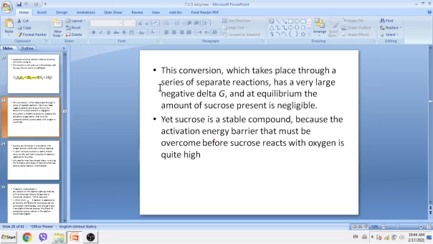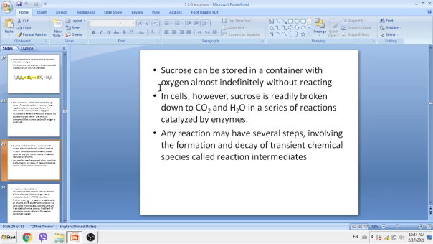Yet sucrose is a stable compound because the activation energy that must be overcome before sucrose reacts with oxygen is quite high. Sucrose can be stored in a container with oxygen almost indefinitely without reacting. In cells, however, sucrose is readily broken down into CO2 and H2O in a series of reactions.